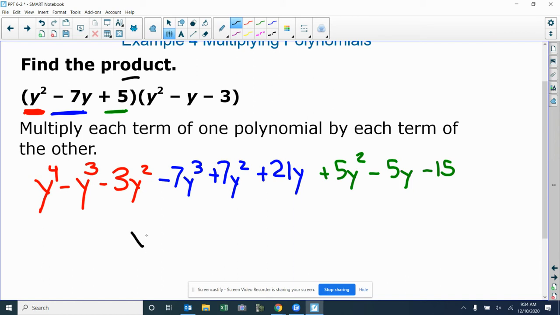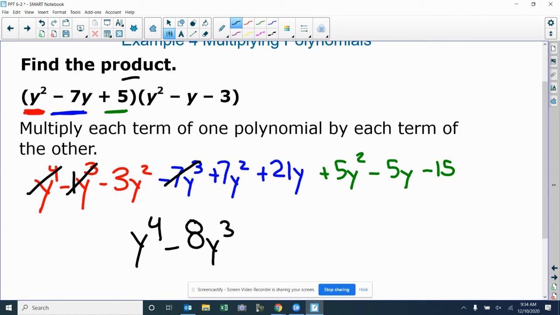All right, I have y to the 4th. No other 4th powers, are there? I have y to the 3rd, one of them. There's minus 7 of them, so it looks like I'm going to have minus 8 y to the 3rd. And I've talked to you, I like crossing those out. I have negative 7 y squared plus 7 plus 5.